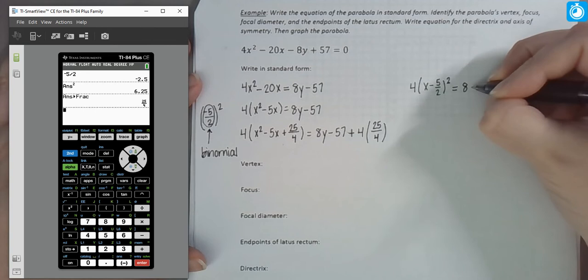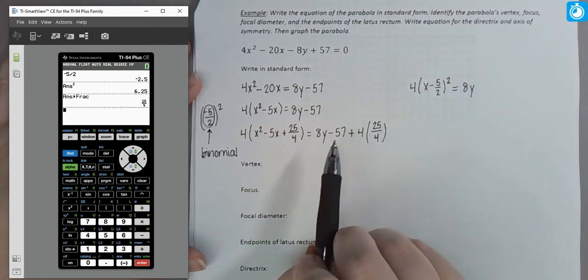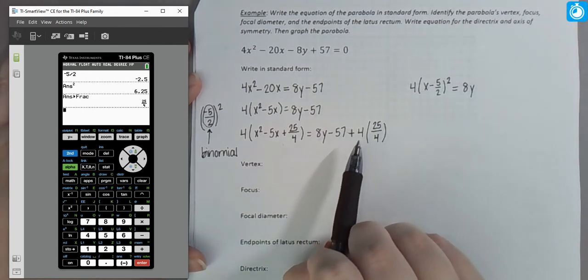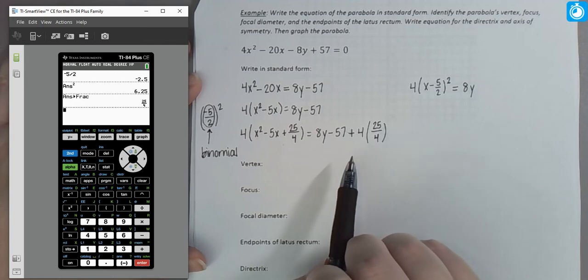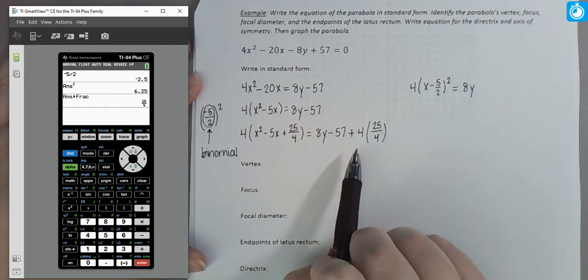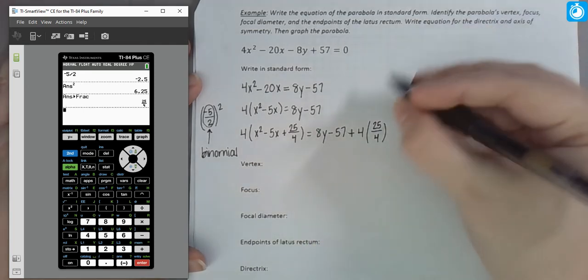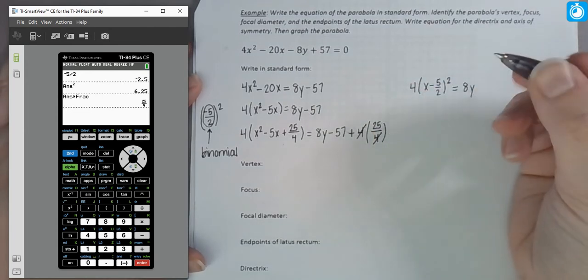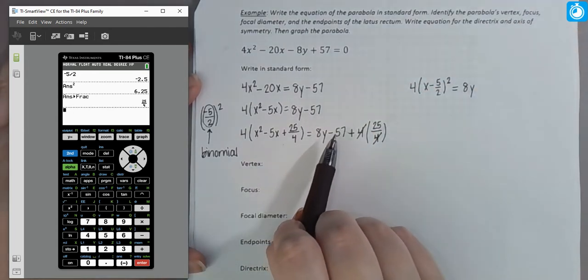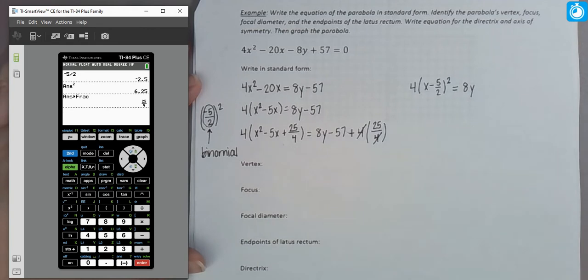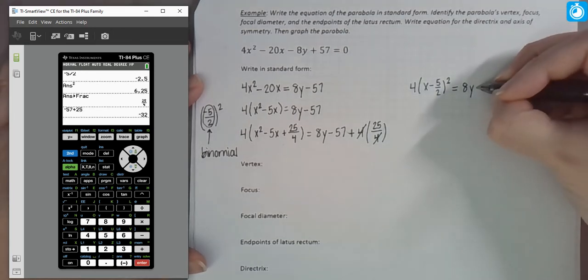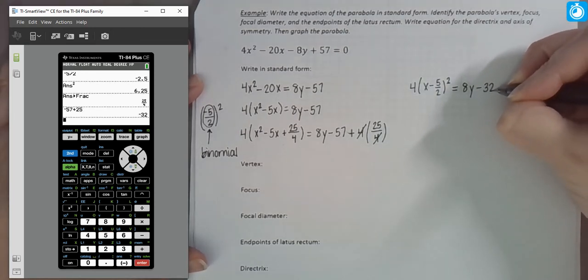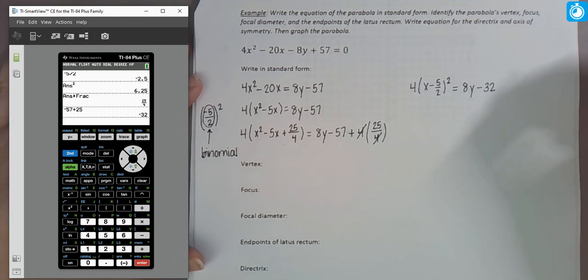So what about the other side? Well, we've got our 8y, and then we can combine our constants. So negative 57 plus 4 times 25 over 4. Well, that's not as bad as it originally looks, because notice these 4's, they divide out and reduce to 1. So we're really only looking at negative 57 plus 25, and that's going to give us negative 32. So minus 32.